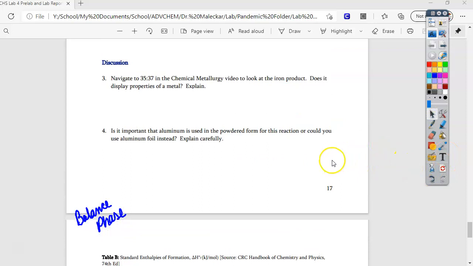This last part right here, it's right off the video. You're going to see that the metal is shiny, solid, silvery. Make sure you tell if it's consistent with a property of a metal or not.